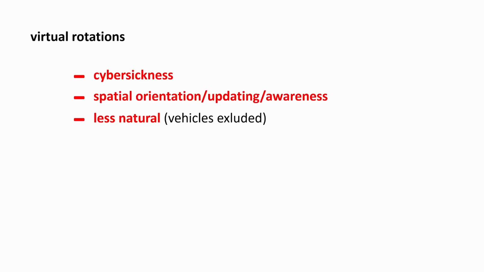Relying on physical rotations should be the goal of every virtual reality application, because their virtual counterparts come with a number of disadvantages. The maybe biggest is that the induced mismatch between the visual and the vestibular system is potentially raising cybersickness. Also, the user's spatial awareness can be negatively influenced and it's less natural. All this can be observed for virtual translations as well.